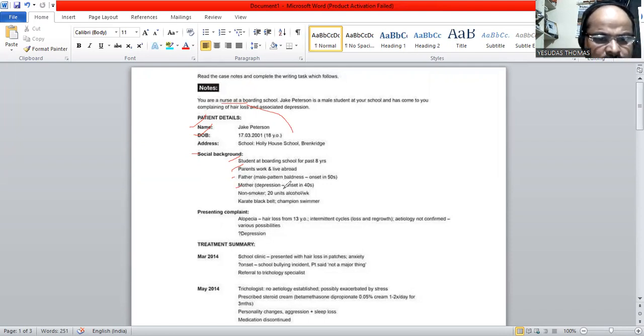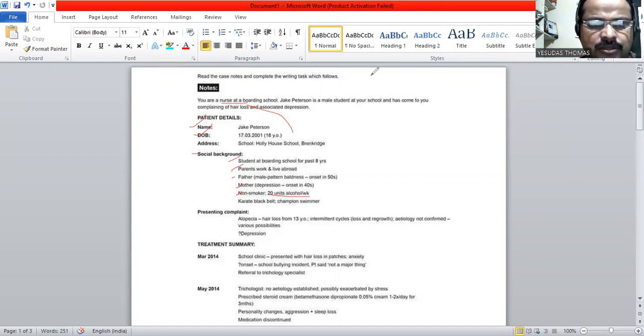The mother has depression with onset in her 40s. I don't think that is relevant, because you know that this boy is in boarding school, so it doesn't bother there. Now, he is a non-smoker but consumes 20 units of alcohol per week. So you know that he's a non-smoker, but he drinks around 20 units of alcohol every week.